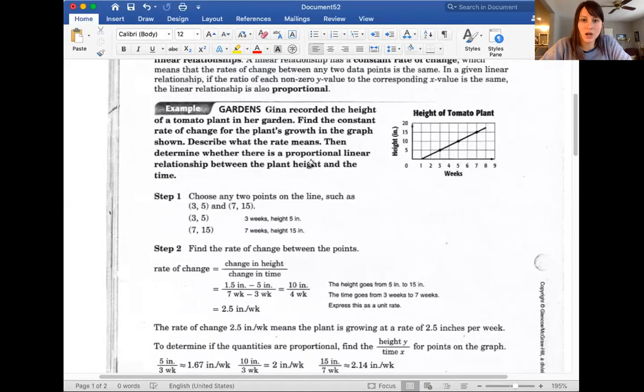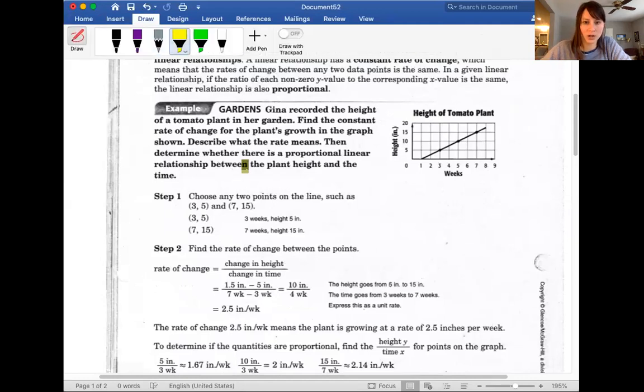So with this example, they've looked for the rate of change, which I don't feel like I need to talk too much about. Right here, they were just finding the rate of change. As the tomato plant grows, it's growing 2.5 inches per week. So it's going up 2.5 inches every week, 2.5 up over 1.